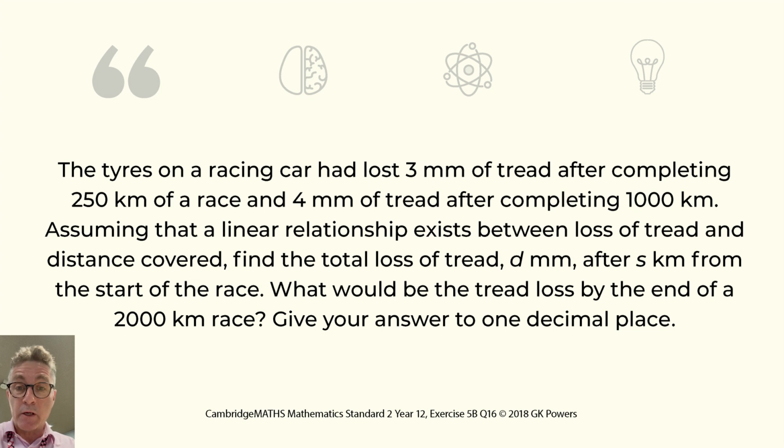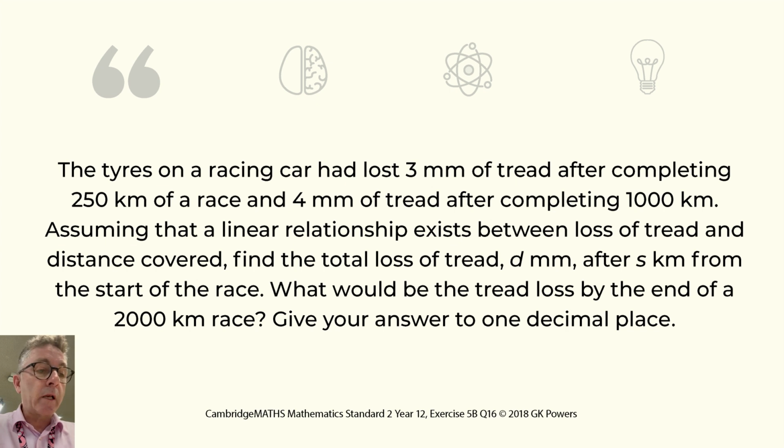So here's a fantastic question from section 5B of the Year 12 Standard 2 Mathematics Cambridge textbook. The tyres on a racing car had lost 3 millimetres of tread after completing 250 kilometres of a race and 4 millimetres of tread after completing 1,000 kilometres. Assuming that a linear relationship exists between loss of tread and distance covered, find the total loss of tread d millimetres after s kilometres from the start of the race.